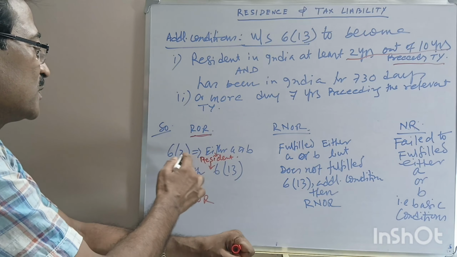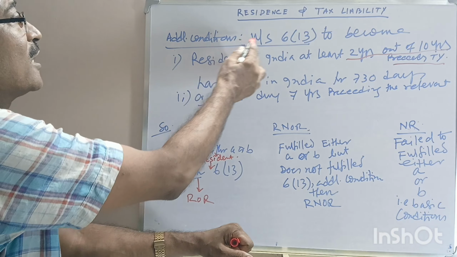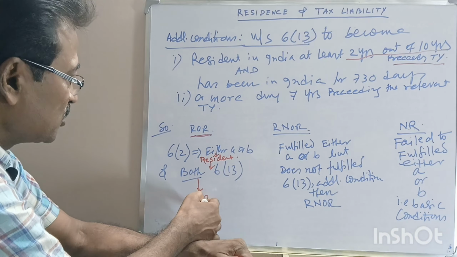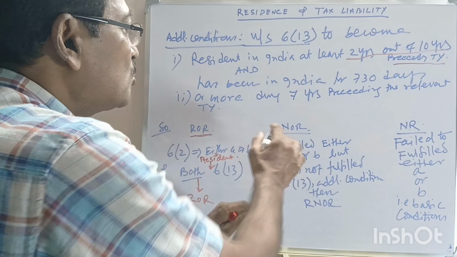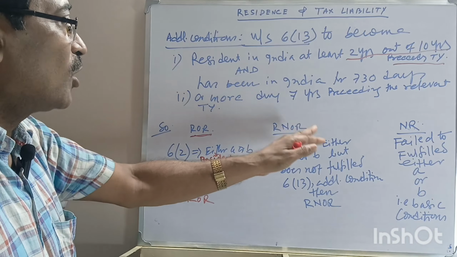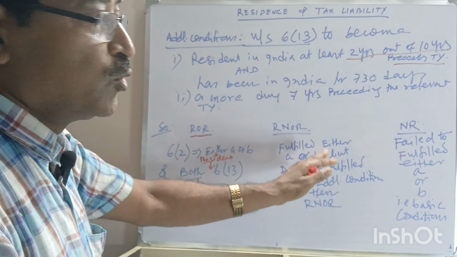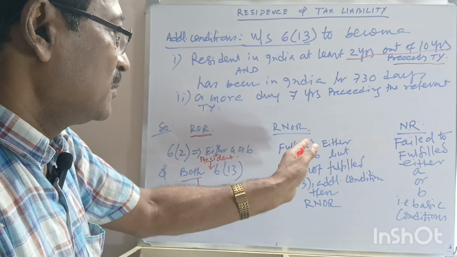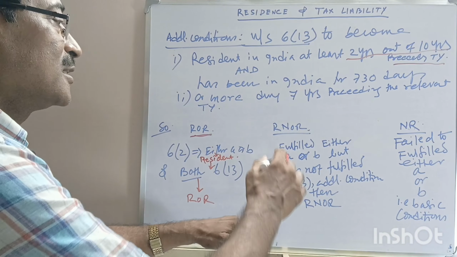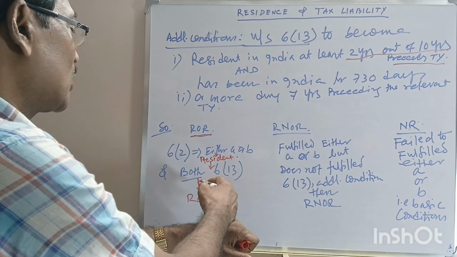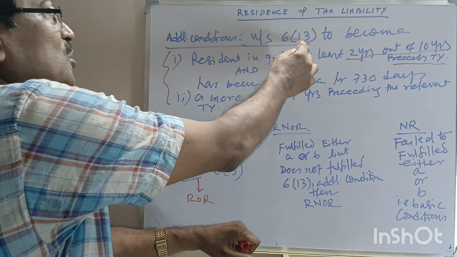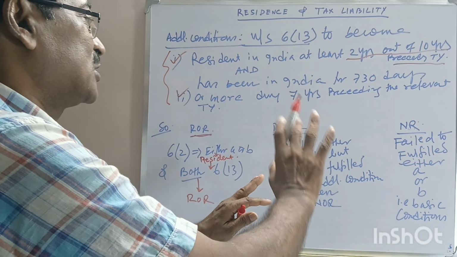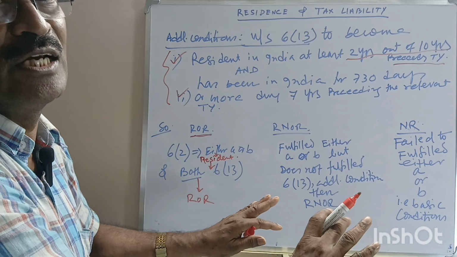Either A or B under section 2 and both the conditions under section 3 to become an ordinarily resident person. Now, coming to resident but not ordinarily resident: one who has fulfilled either of the basic conditions under section 6 subsection 2, either A or B, but does not fulfill both of the additional conditions under section 6(13), then that person will be treated as resident but not ordinarily resident.